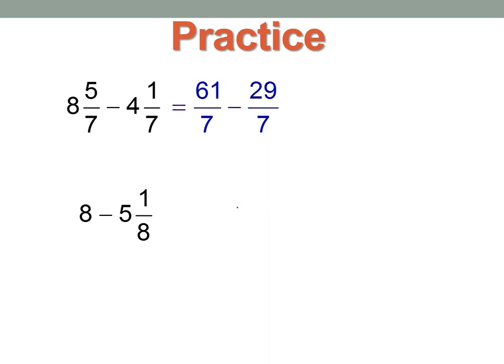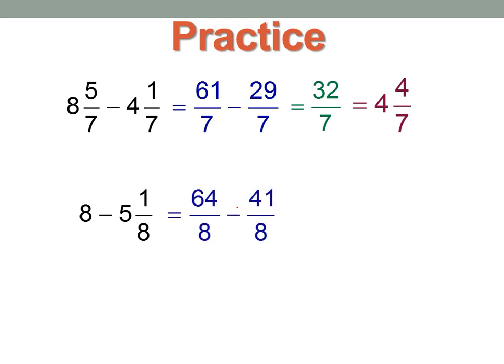We've gotten 61 over 7 minus 29 over 7. You then subtract to get 32 over 7 and make it a mixed number, 4 and 4/7. On this next one, you need to change the whole number to an improper fraction, 64 over 8 minus 41 over 8, and we subtract to get 23 over 8. I hope you did well there.